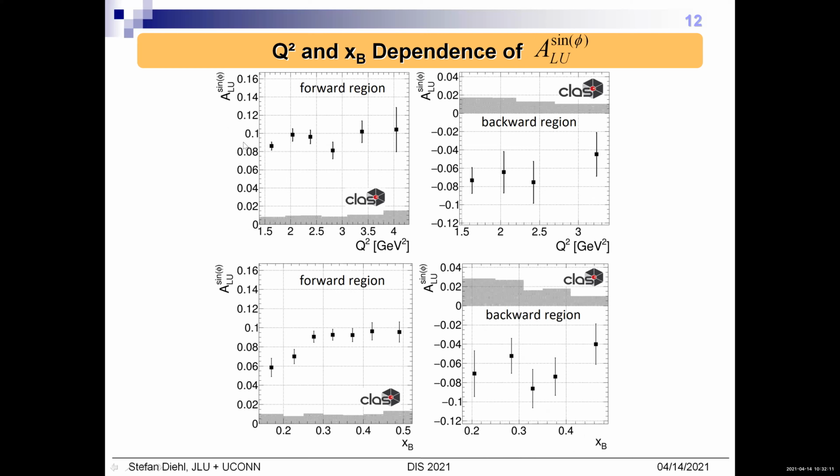And here we can nicely see that for all Q square and all x Bjorken values, we have a positive ALU sine phi in the forward region. And when we go to the backward region, we get a negative ALU sine phi value for all Q square and x Bjorken values. So this sign transition is independent of Q square and x Bjorken.